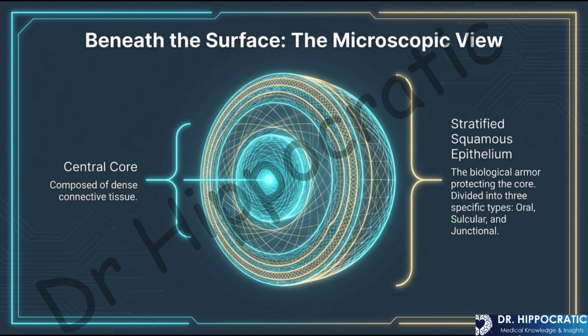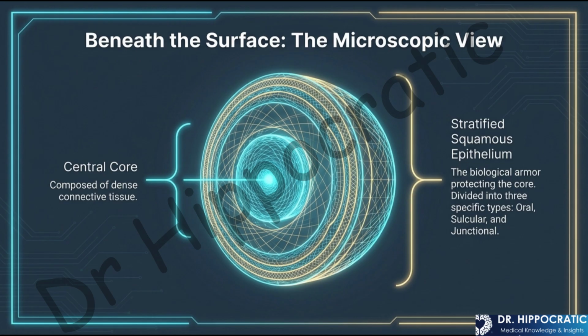Slide 7 marks a really dramatic visual shift. The title is Beneath the Surface, the Microscopic View. The image is this complex, glowing schematic of concentric layers of cyan and gold that look almost like a cybernetic model, or like the atmospheric cross-section of a planet. It's a beautiful way to visualize the histology.